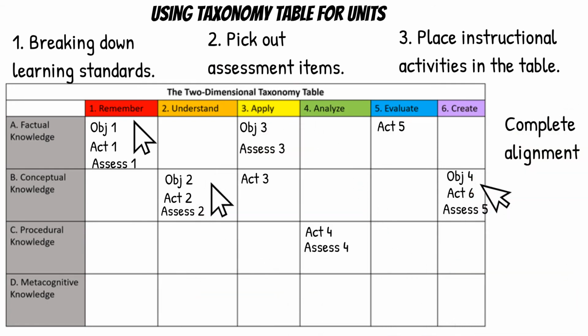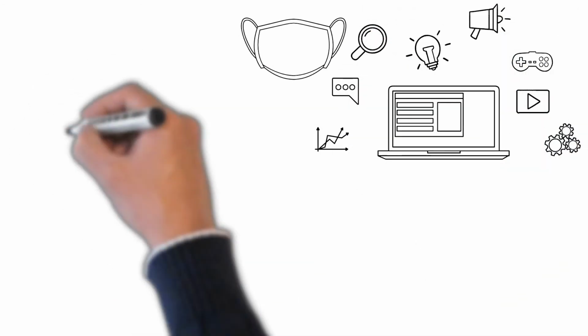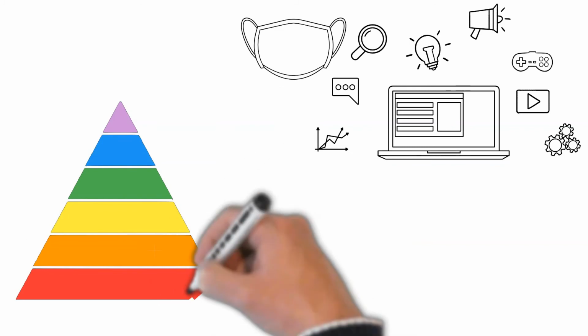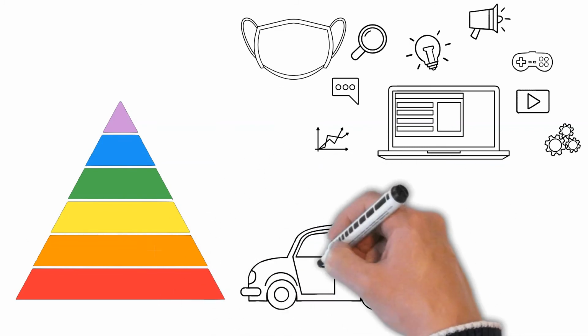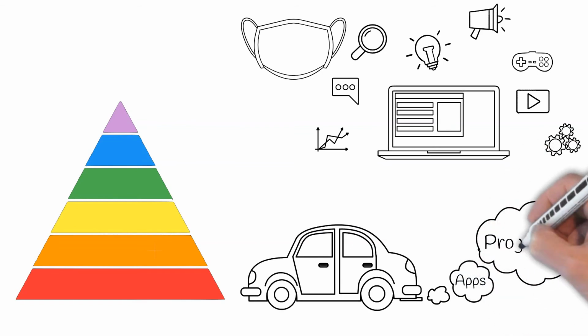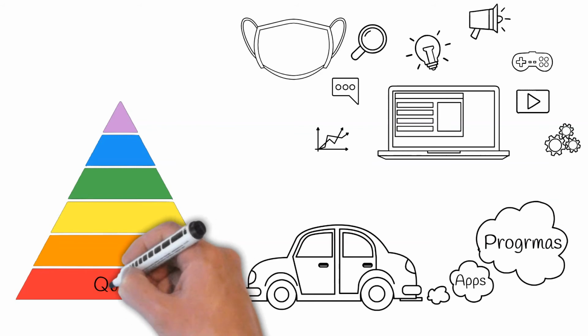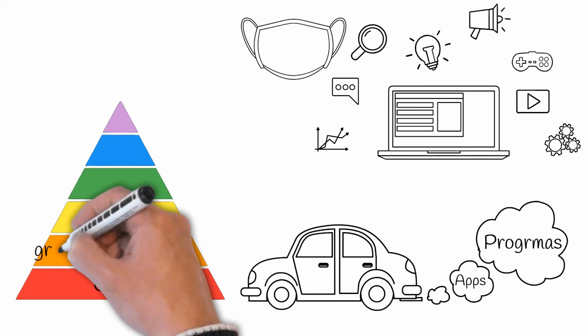Given our current global pandemic and the fact that today's students are 21st century learners, it is only fitting to discuss that the revised taxonomy can be used in digital learning as well. Using applications and programs can be vehicles that help students achieve each level of Bloom's taxonomy. Quizlet can help students remember content and new vocabulary. Tools such as graphs and mind maps help students make sense of content.